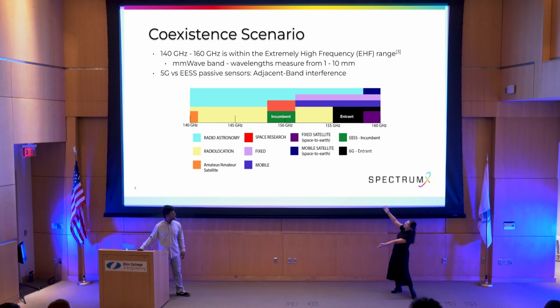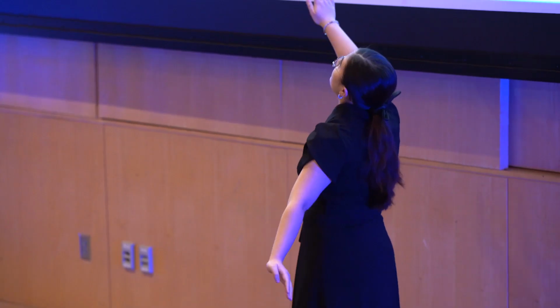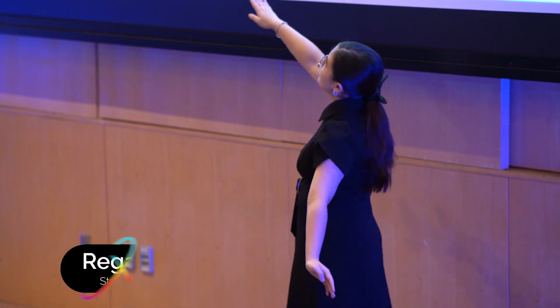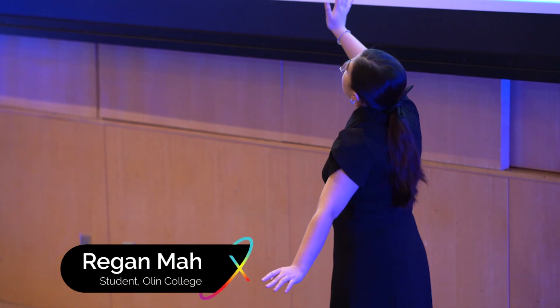If you look at this graphic here, we can see our EESS, the incumbent, in the green, and then our entrant, 6G, 5G, whoever wants to be in this band, is in the black. They're not going to be in that band because it's protected, but they will be adjacent to it, which may cause interference in the future.